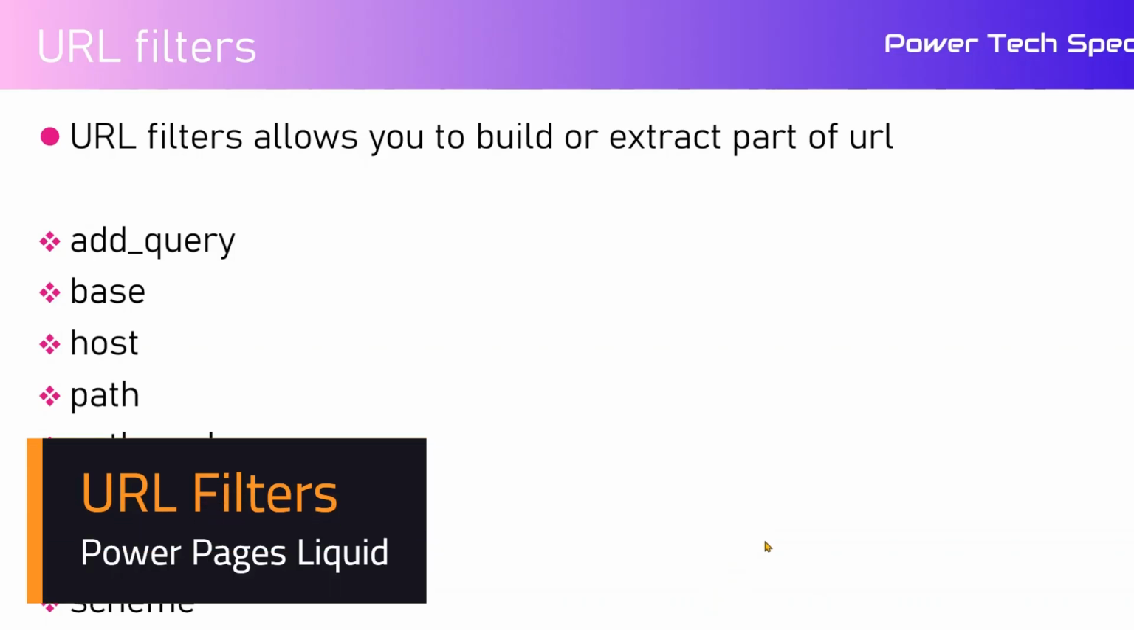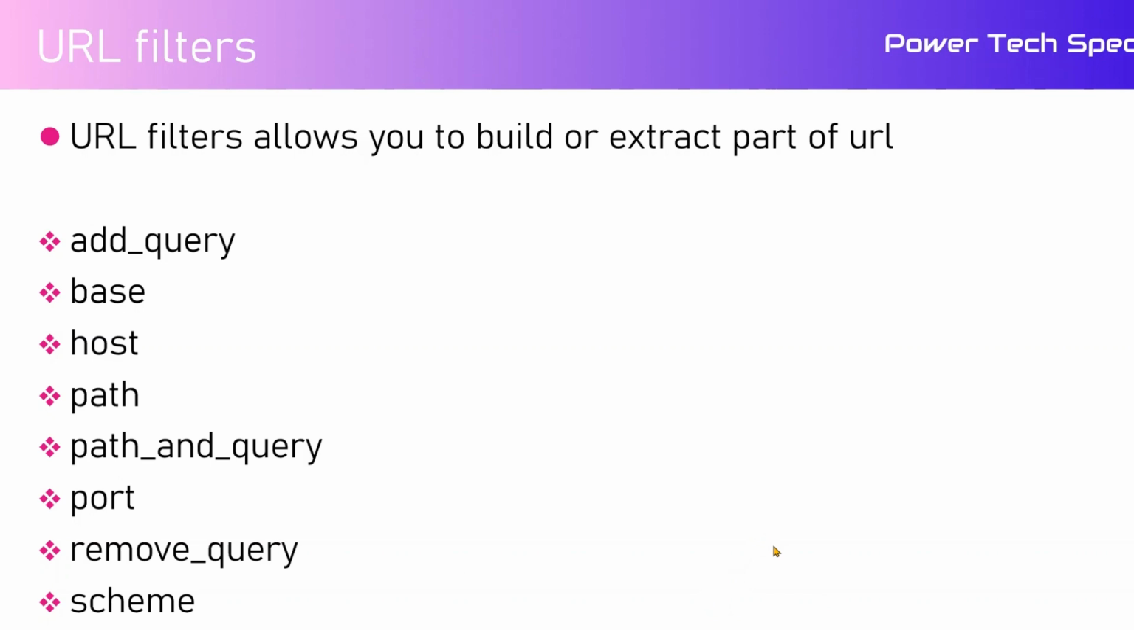In this video, I'll show you how to use URL filters within your Liquid code. URL filters basically allow you to construct or extract components from a URL. There are various options available within this URL filter, namely base, host, path, path and query, port, add query, remove query, and scheme. So you can use all these components to either construct a URL or extract a component from a URL string.